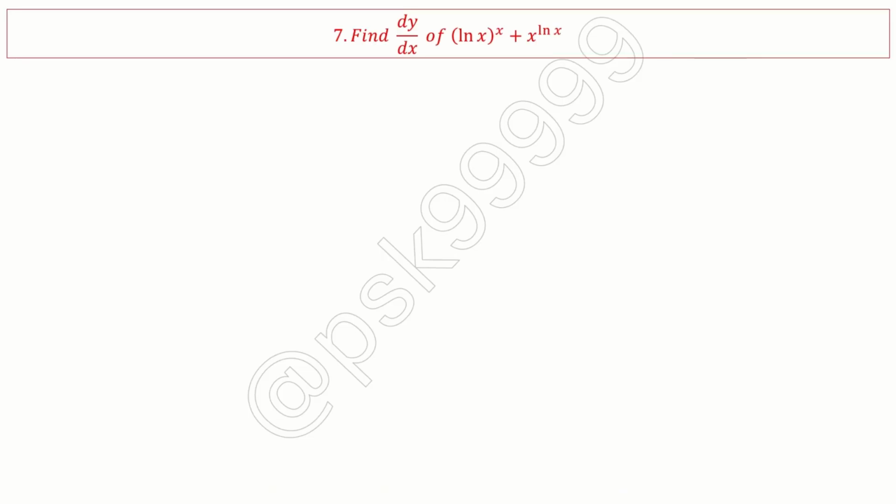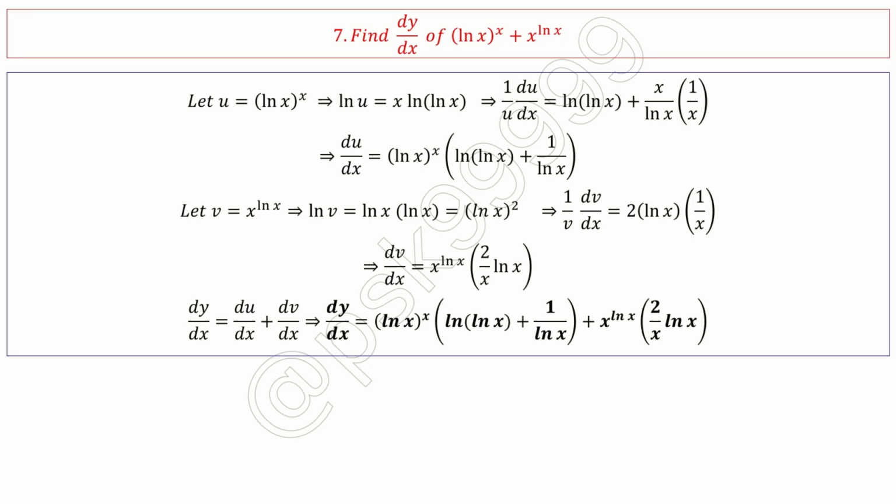dy by dx of (log x) to the power of x plus x to the power of log x. Okay, you again take two separate terms u and v, apply logarithm and solve it. You will get the answer. Okay, this is the answer here. The procedure is exactly the same. Just don't make mistakes. Do it yourself first and then cross check the answer here.